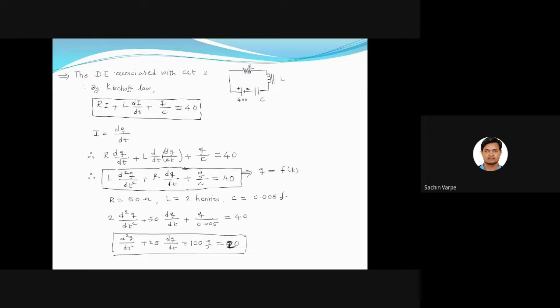If we substitute the operator capital D here, it gets converted into D squared plus 25D plus 100 times q is equal to 20. So its solution is the value of q, which is complementary function plus particular integral. What is the complementary function? Can you find the roots? C1 e raised to minus 5t plus C2 e raised to minus 20t.